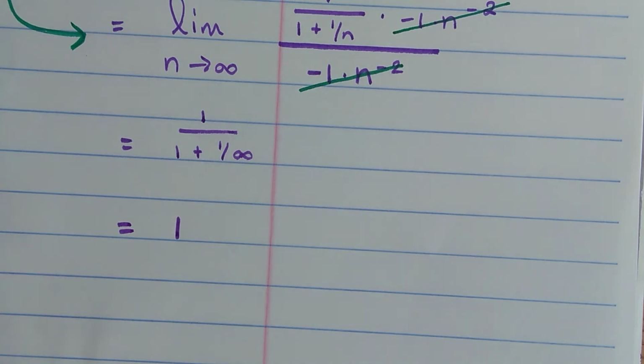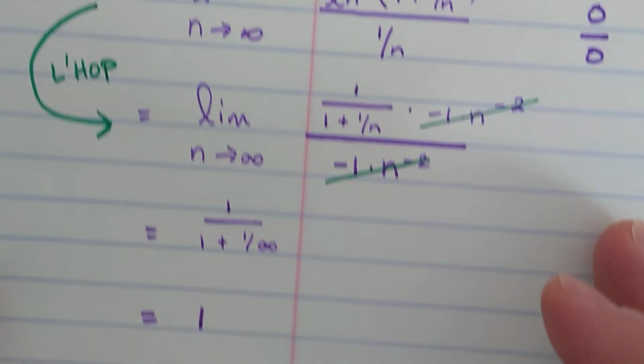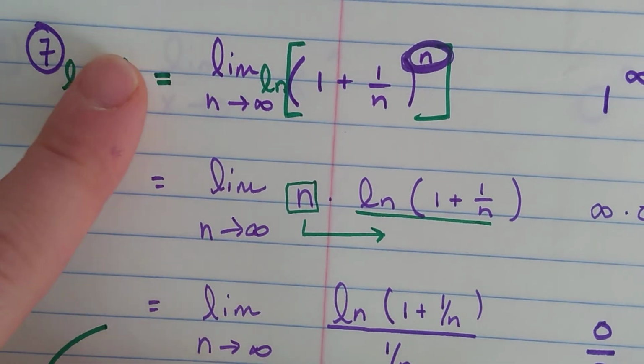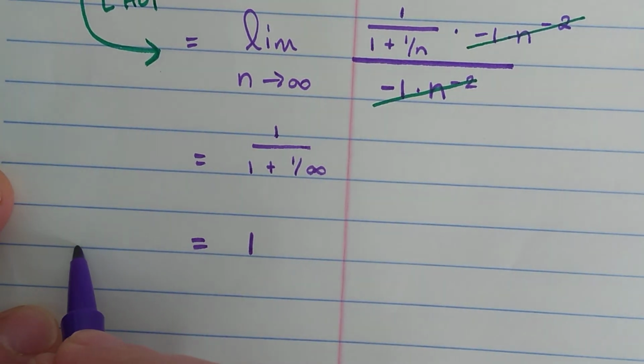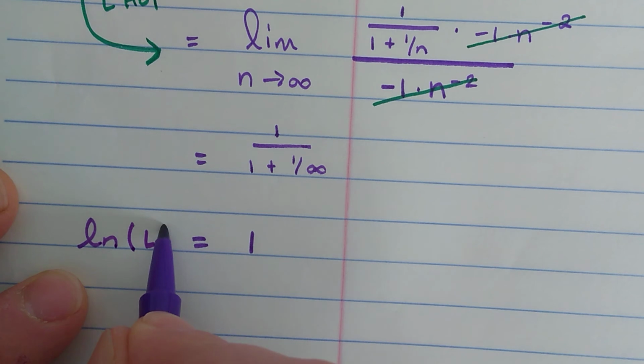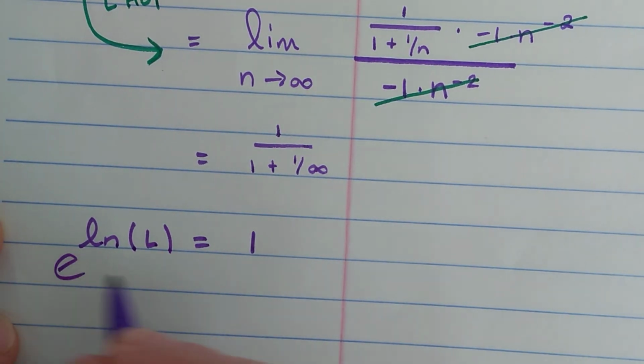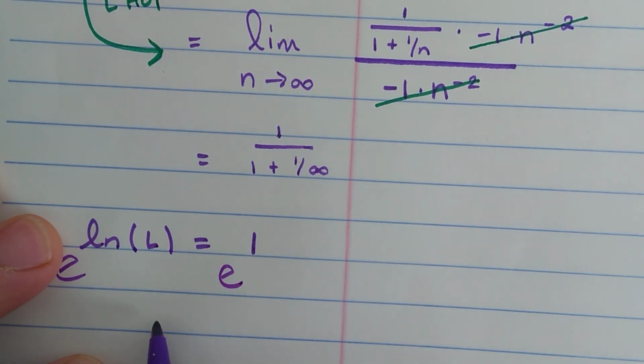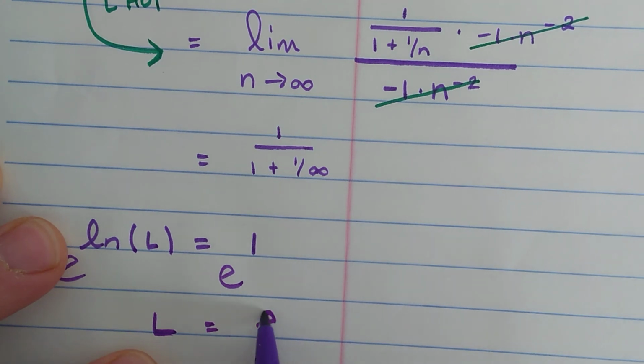And here, once again, you want to be careful. The answer is not going to be 1. The answer is going to be the natural log of L equals 1. So if we exponentiate both sides, we end up with the limit being equal to e.